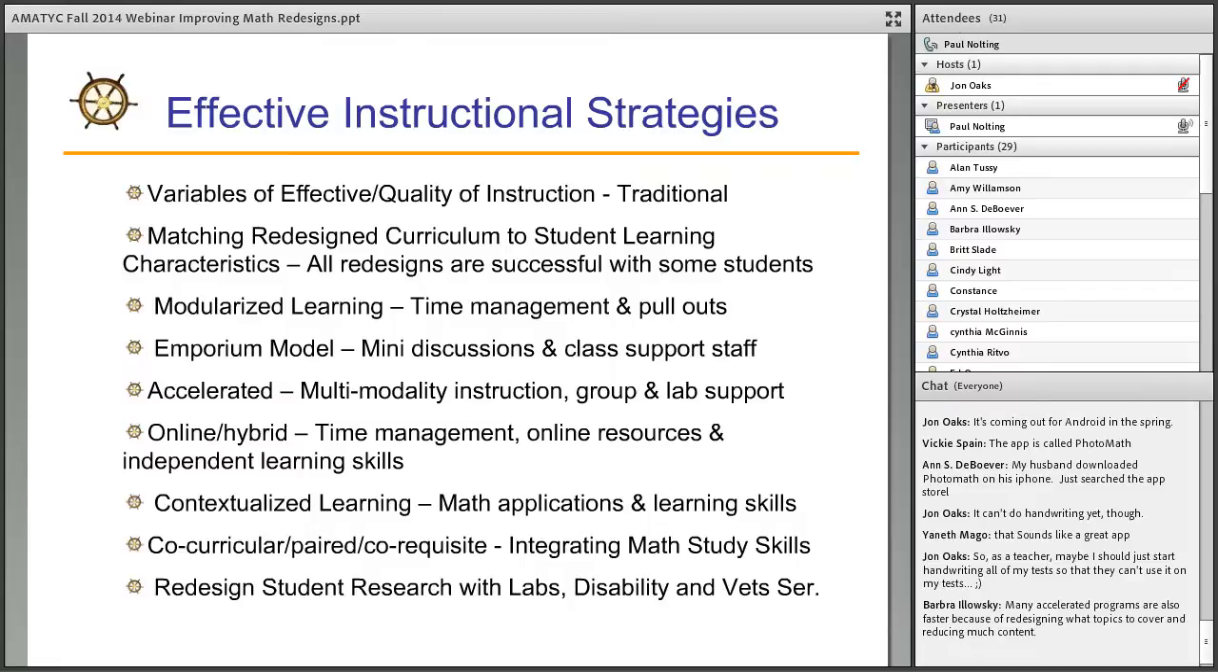The co-curricular is probably the most successful I've seen so far. In co-curricular, you actually have a math course tied with a study skills course. The most recent thing I've seen is they actually tie it with a tutor course.